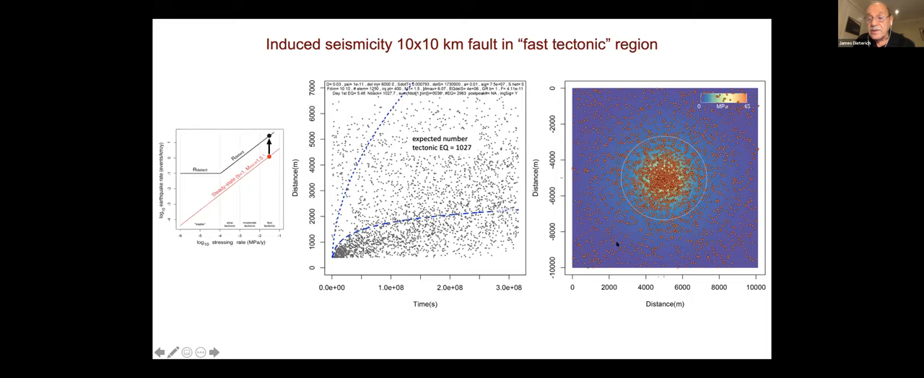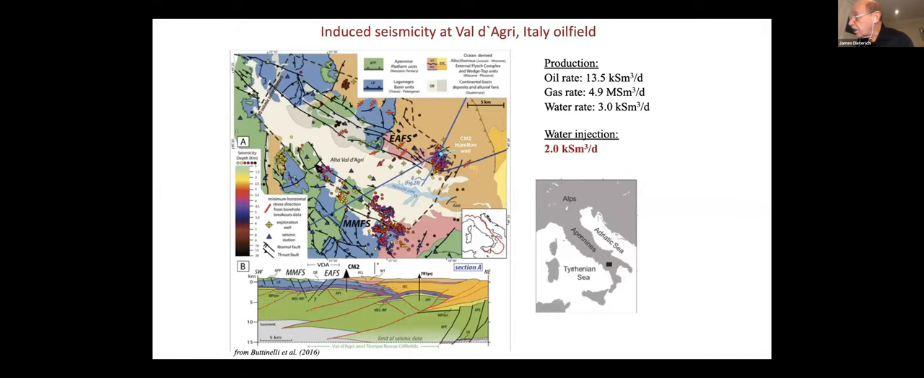Okay, I'll move on now to a case study. This is the Val d'Agri oil field in Italy. It's the largest on-land oil field in Europe. So it's a very important oil field. And they observed induced earthquakes up here next to a wastewater injection well. This is produced water that they wanted to get rid of.